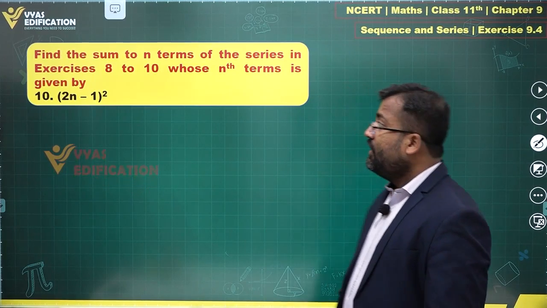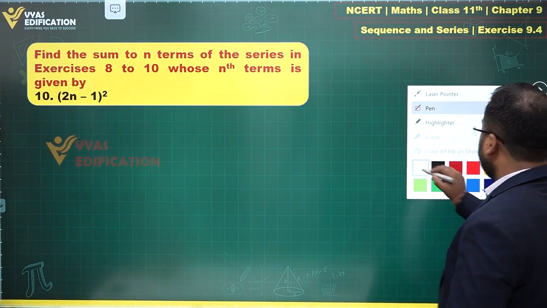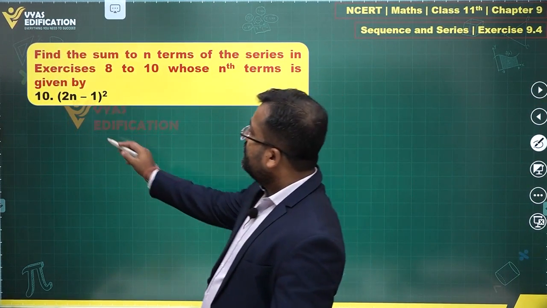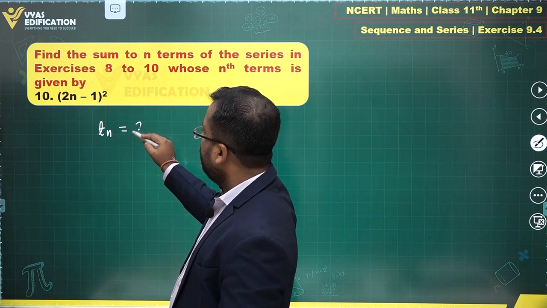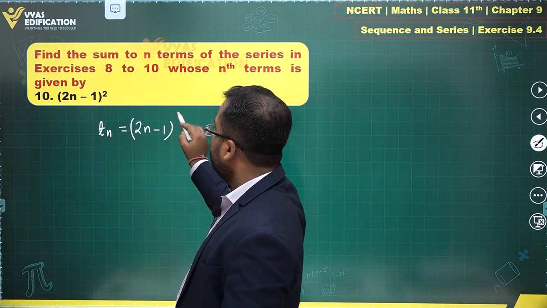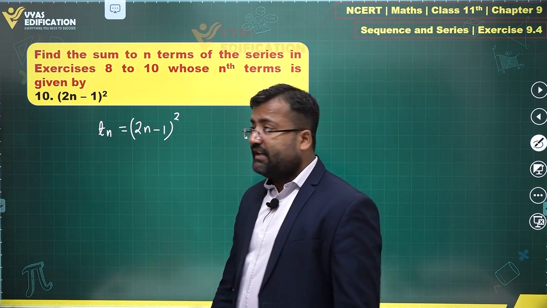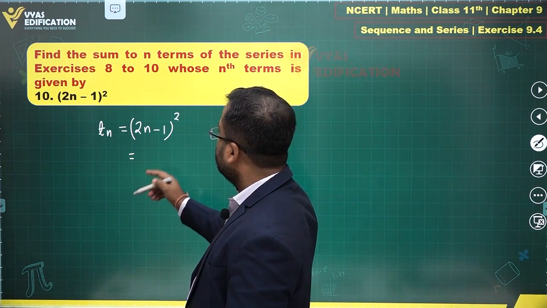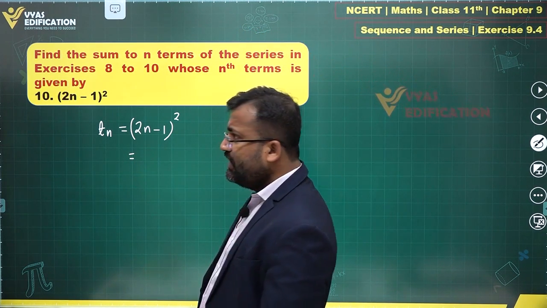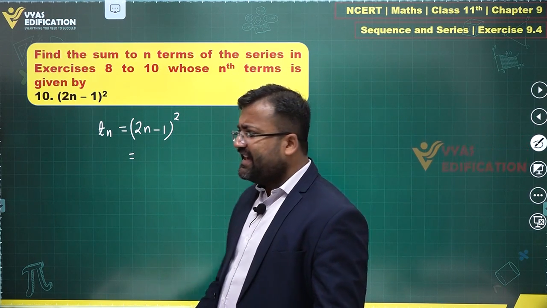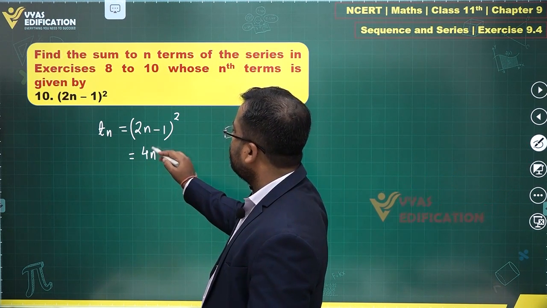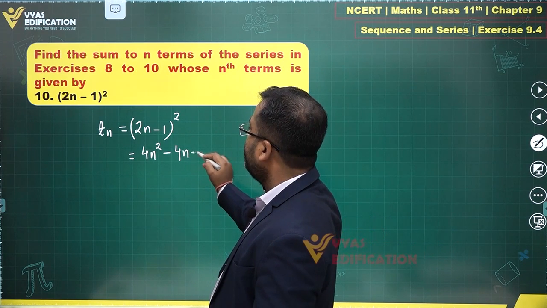In the 10th question, we are given 2n minus 1 whole square. That's the nth term. So Tn is 2n minus 1 square. Okay, how will we handle this? There are two ideas of handling this. First idea is a direct approach. What you will get is 4n square minus 4n plus 1.